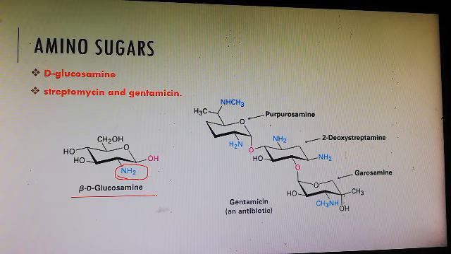So next up are the amino acids, peptides, and proteins.